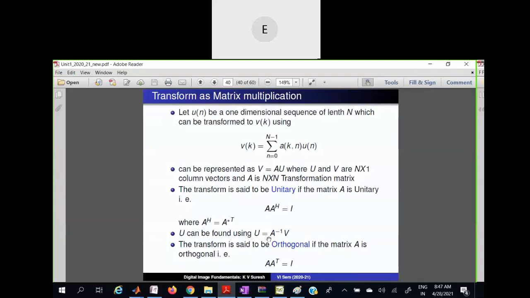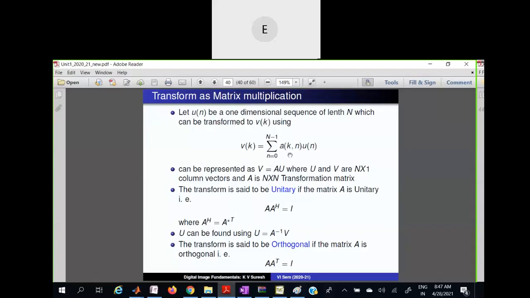Okay, U can be found by using A inverse of V, and finding A inverse is easy if it is a unitary matrix because A inverse will be the same as A Hermitian. A Hermitian is A conjugate transpose. Therefore, it is preferred that the transformation matrix satisfies the unitary property. Hope I have made it clear.